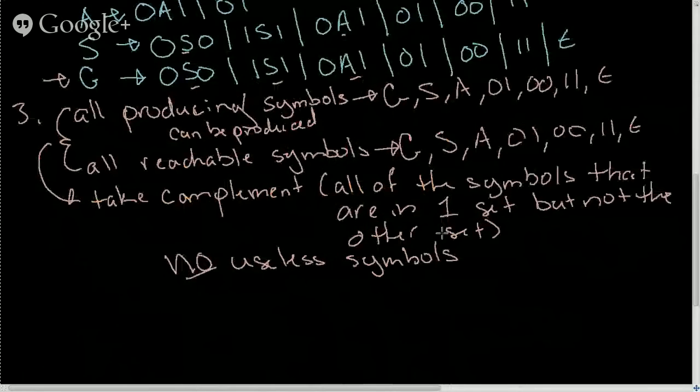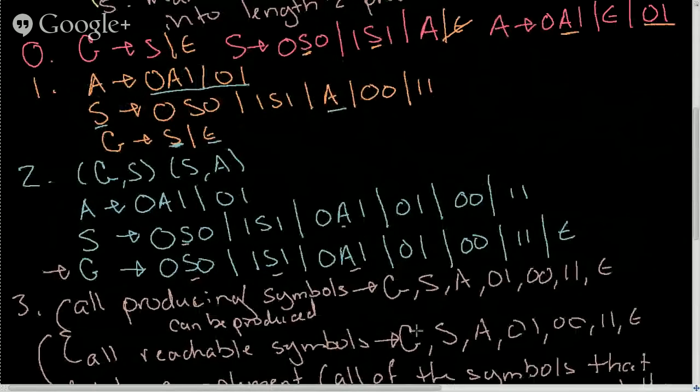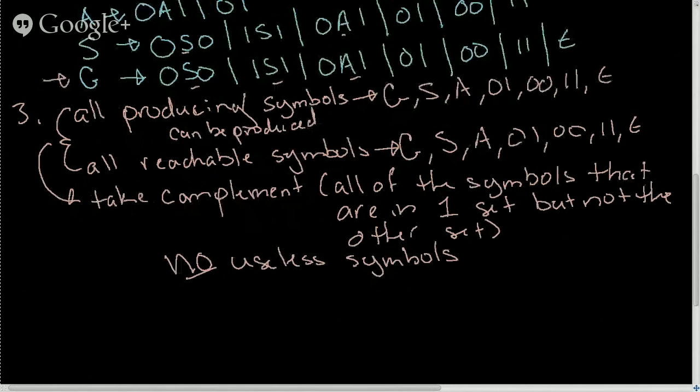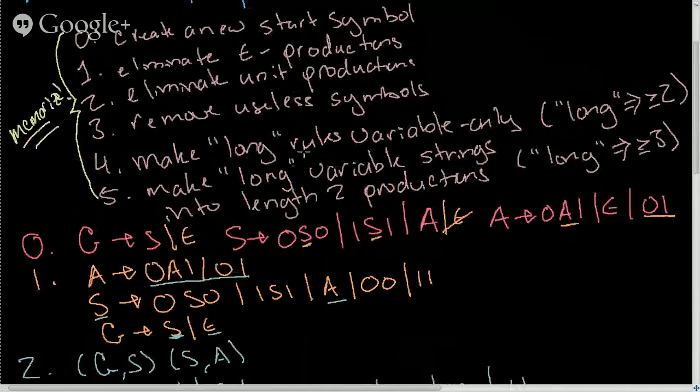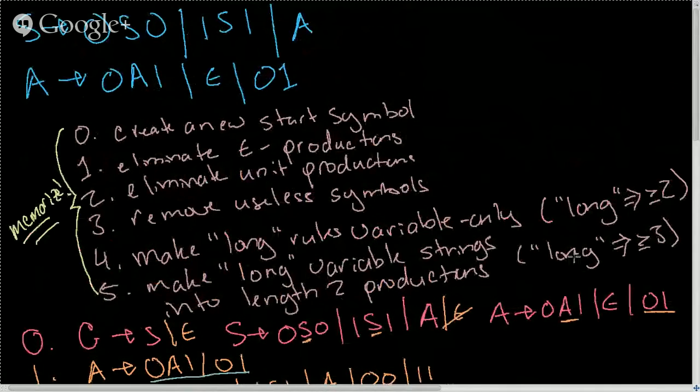If you did have something in the complement, however, if, for example, you could reach T, but T didn't produce anything, or maybe T produced something, but you could never reach it, then you would want to eliminate T, or whatever it is that you could either produce but can't reach, or can reach but it doesn't produce. So no useless symbols here. So let's move on to step 4, which is make long rules variable only. And for this step, long is going to be greater than or equal to 2.